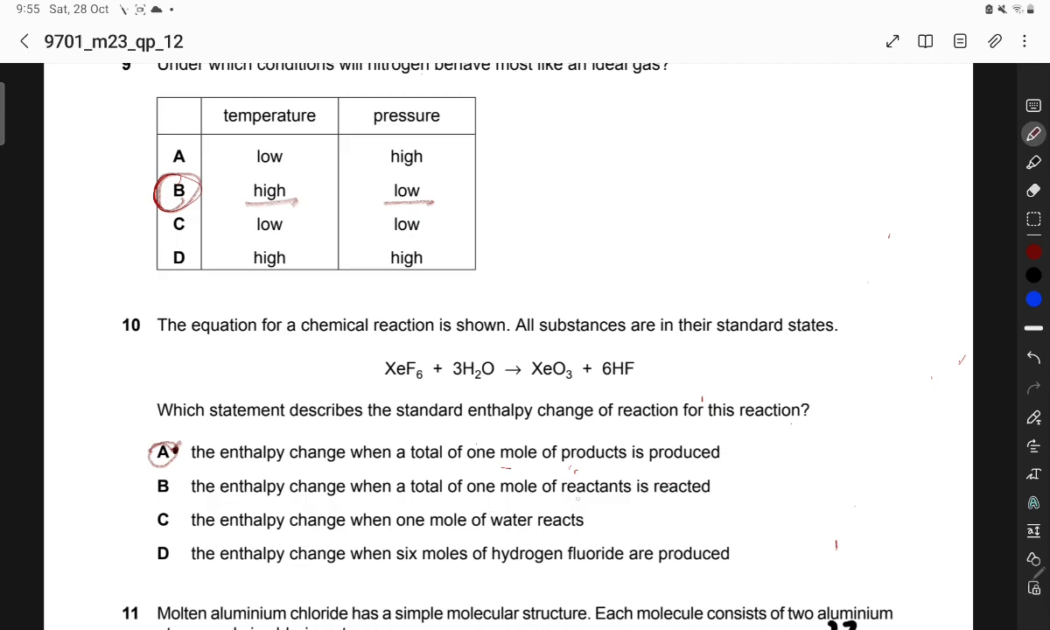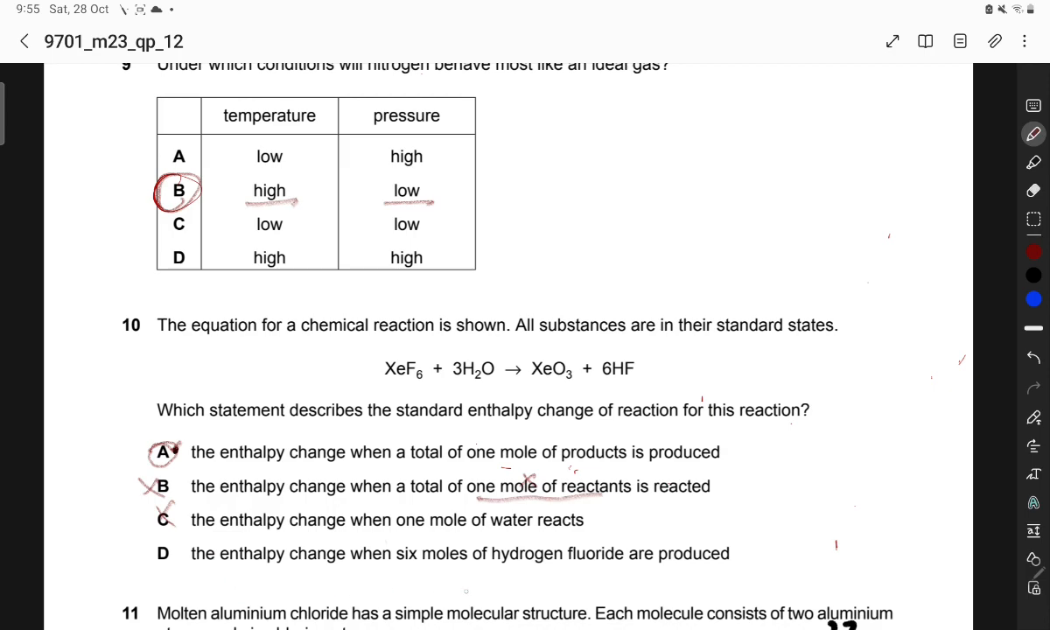When a total of 1 mole of reactant is reacted, no, 1 mole of product is produced, so this is an incorrect statement, so B option is incorrect. The enthalpy change when 1 mole of water reacts, no, this is also incorrect.